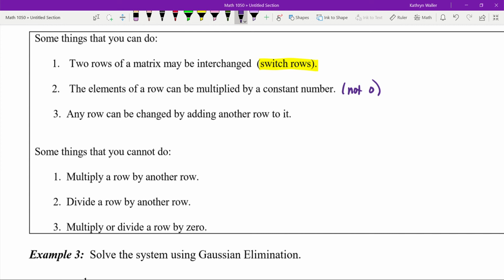Things you can't do. You cannot multiply rows together. You cannot divide rows by each other. And you cannot multiply or divide by a 0, okay?